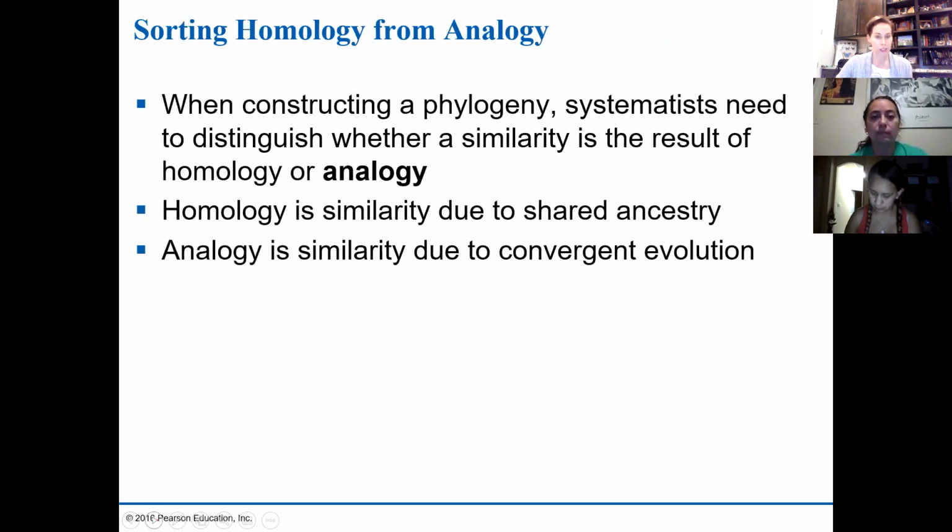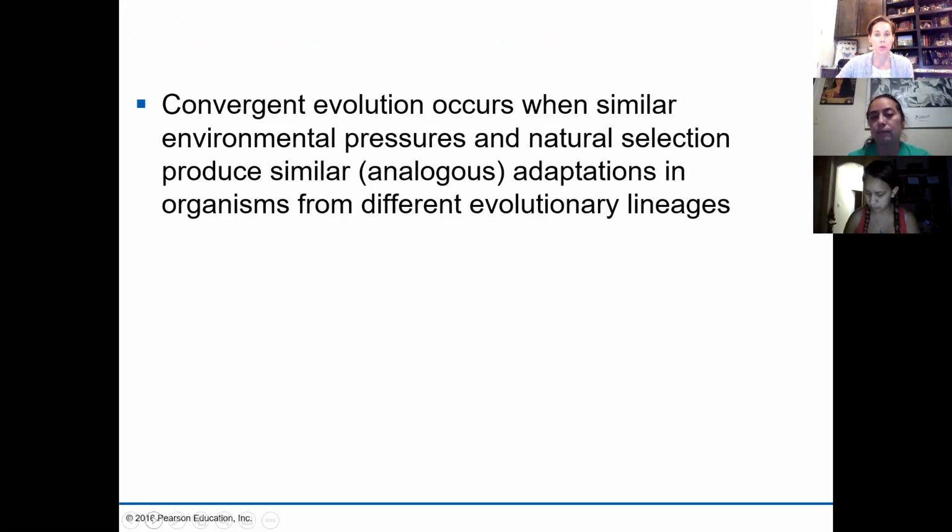There are homologies and there are analogies. A homology is a similarity you have because of a common ancestor. An analogy is something that you have because you just evolved separately and differently and have similar traits, but not because you're related in any way. That's due to something that we call convergent evolution.